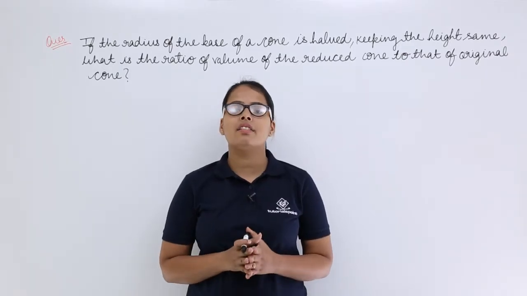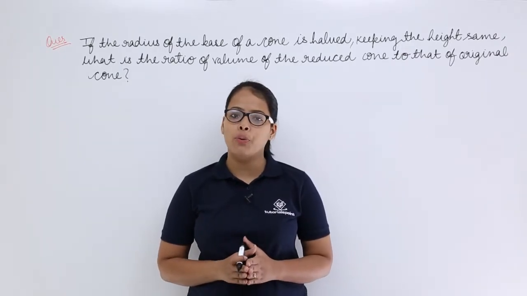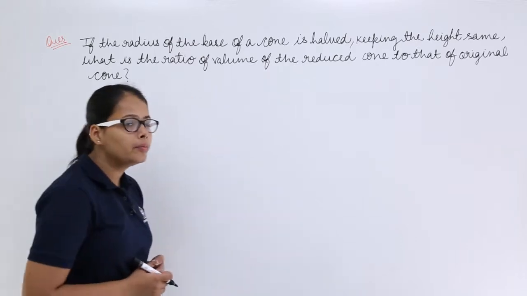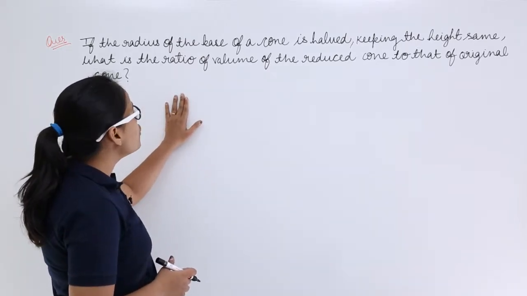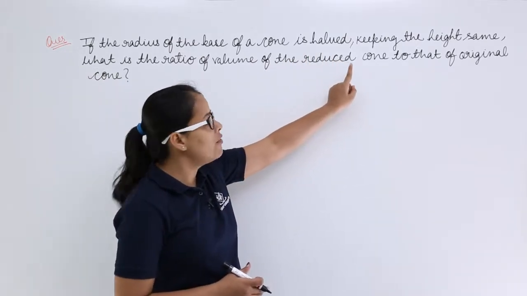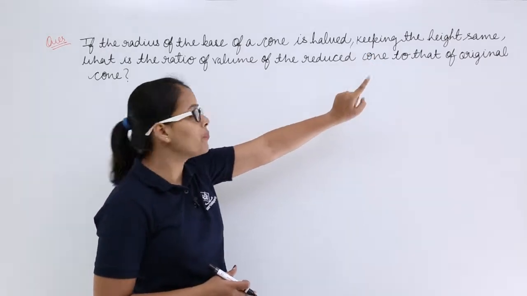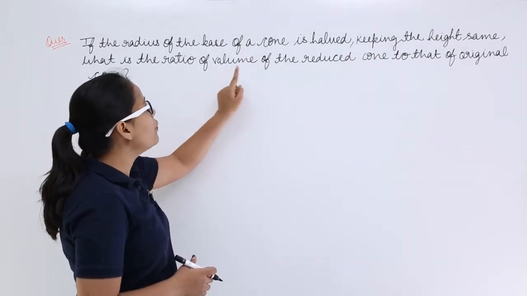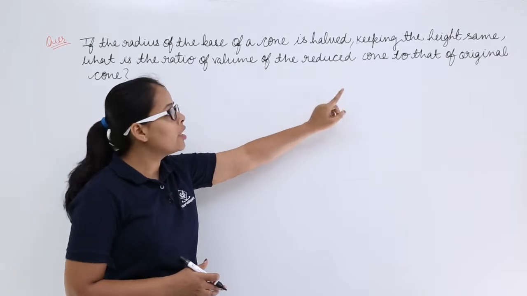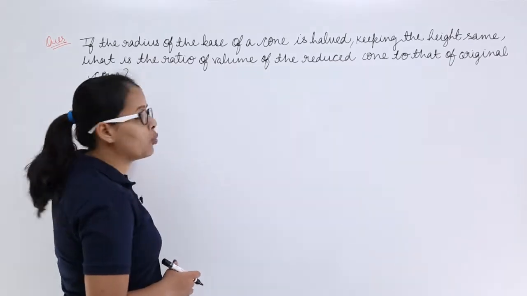Hey guys, let's discuss this problem on volume of a cone. This problem says: if the radius of the base of a cone is halved, keeping the height the same, what is the ratio of the volume of the reduced cone to that of the original cone?